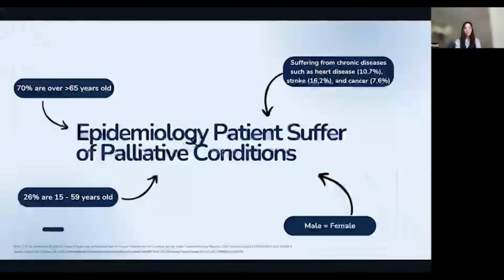Today we'll be talking about the epidemiology of patients suffering of palliative condition. Palliative care is necessary mostly for adults that have a serious, chronic, life-limiting, or life-threatening disease. Heart disease is considered the single largest cause of death, by 10.7% in 2000 and 2015, followed by strokes 16.2%, cancer 7.6%, and chronic respiratory disease 27%. A large retrospective study in America demonstrated that most are older adults, of which 70% are over 65 years old and 26% are 15 to 59 years old, and 6% are children. Equal prevalences of male and female patients in need of palliative care were reported, depending on the severity degree of their illnesses. Next.